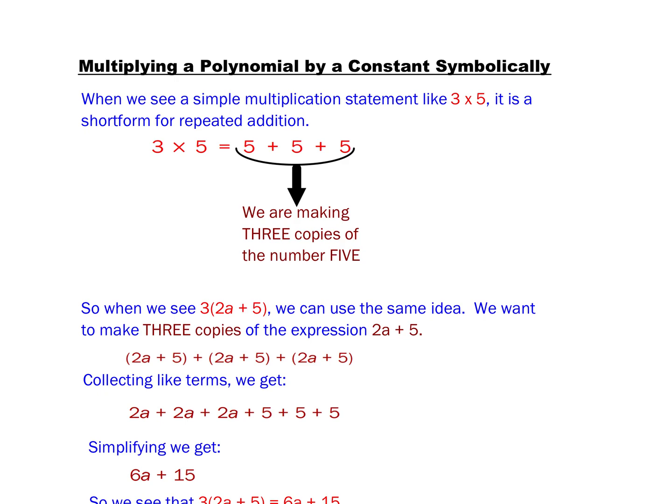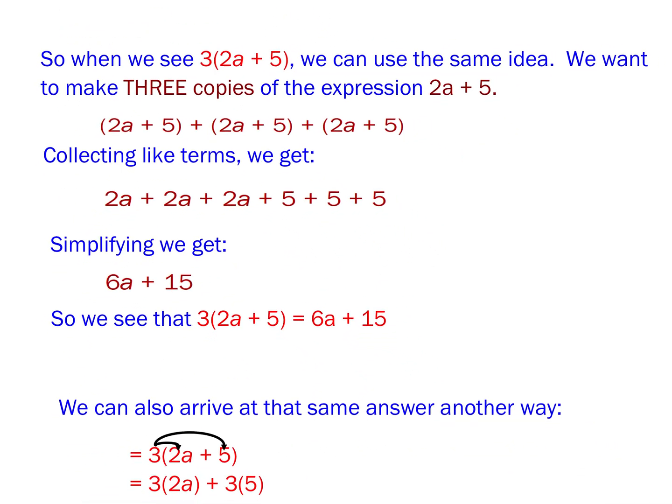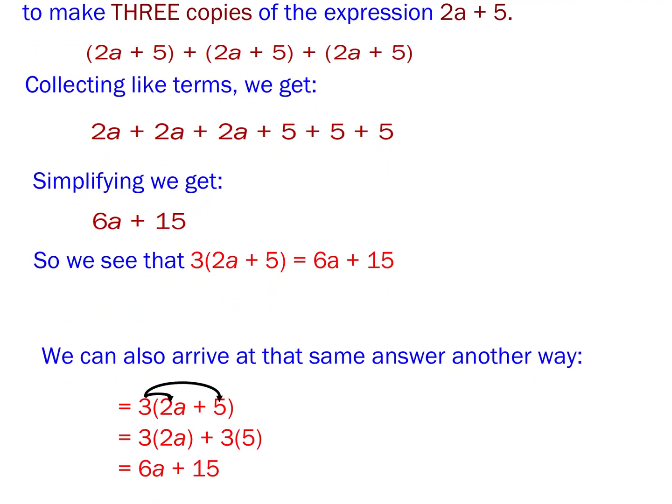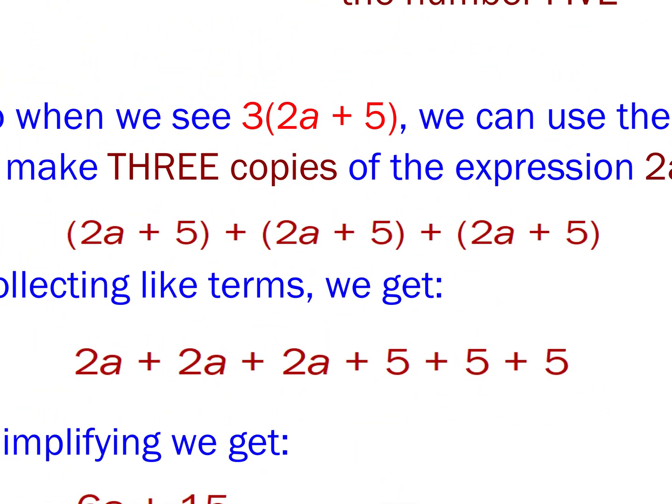So the difference being is that if we have 3 times 2a plus 5 and we're not using algebra tiles, then we just go ahead and take the polynomial 2a plus 5 and add it together 3 times, just like that. We're not drawing it out 3 times, we are writing it out 3 times because we're making 3 copies, which goes with the 3 that goes in front of the polynomial.